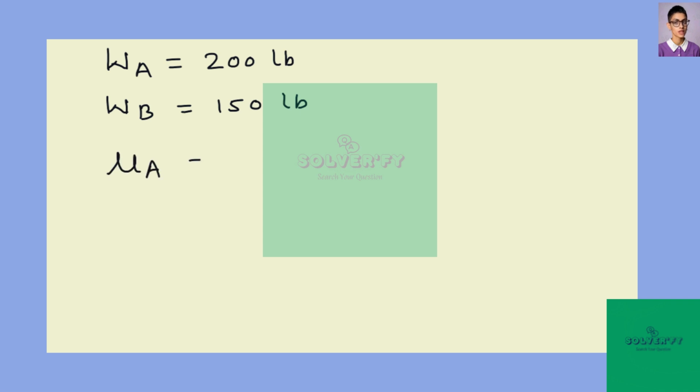First, we are going to write the weight of crate A, that is WA is equal to 200 lb. Weight of crate B, WB is equal to 150 lb. Mu A is the coefficient of static friction between crate A and the plane, 0.25, and mu B is the coefficient of static friction between B and the plane.